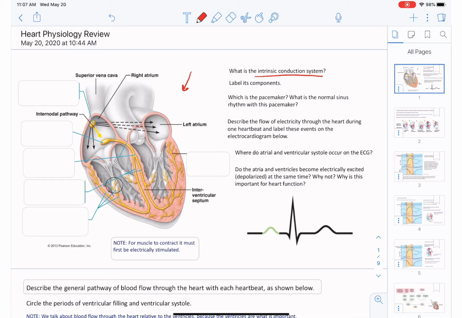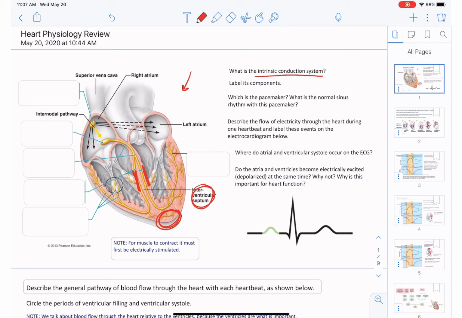Let's orient ourselves with some features. What's this big piece of muscle right down the middle? That's the interventricular septum. What's this area of the heart right there? That's the apex.